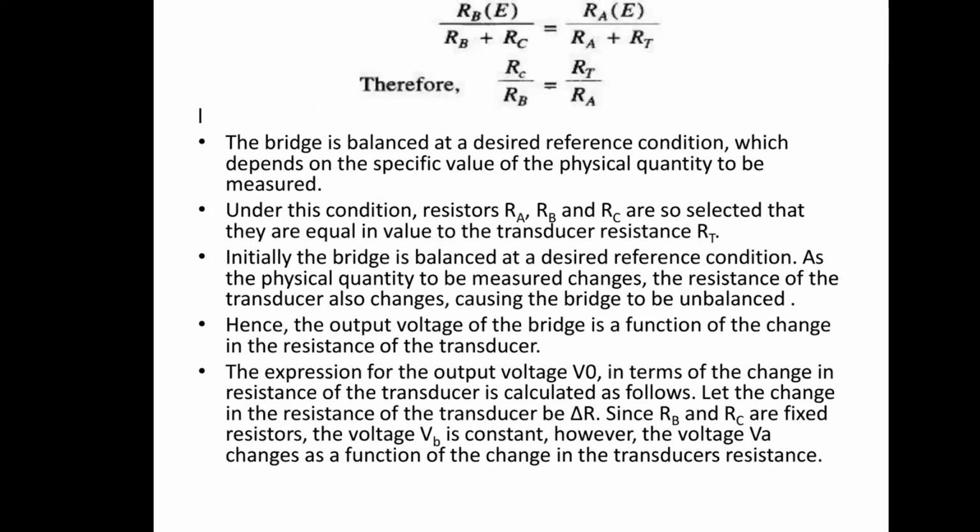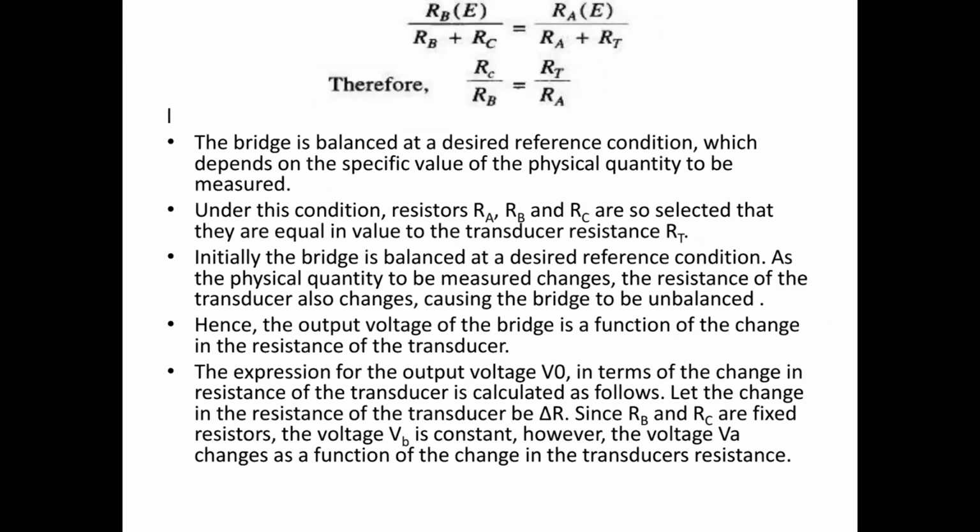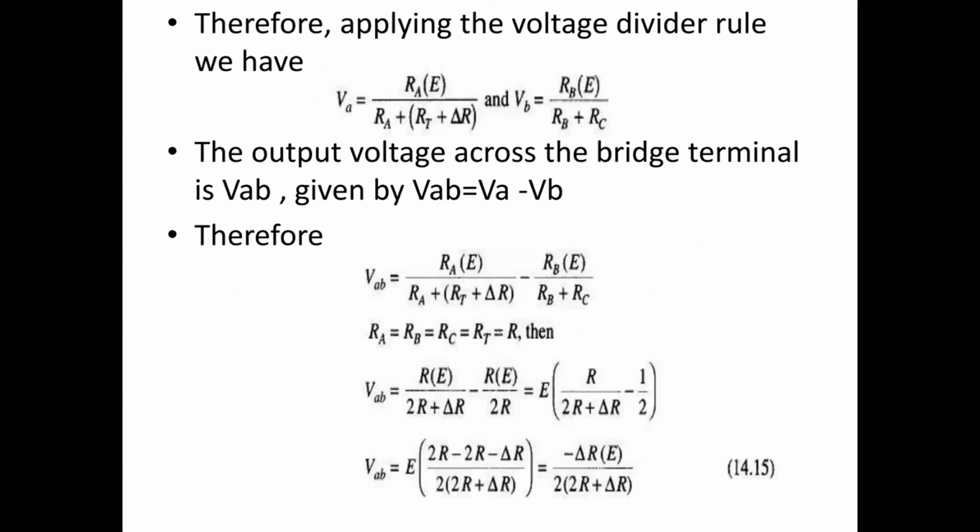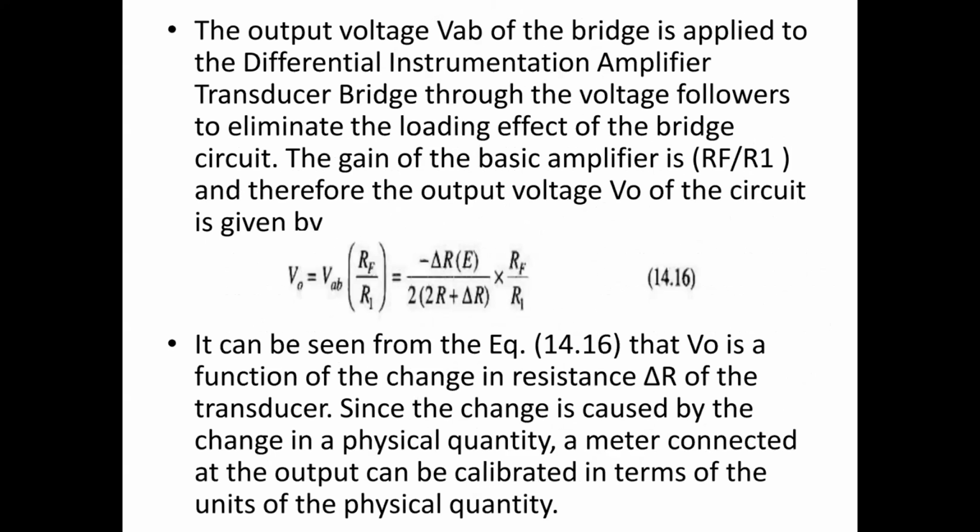Next, we have seen when the bridge is unbalanced, that is, the physical quantity is changed, then the transducer resistance is changed. Then VA is changed and VB remains the same, and we calculated VAB. Then this is given to the differential amplifier. So V naught is equal to VAB into RF by R1. RF by R1 is the gain. So V naught is going to be this expression.